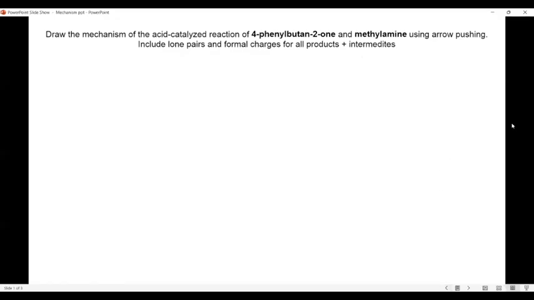Okay, so this question, again taken from a midterm in the mid or late 2010s, is just a mechanistic question. The question verbatim is: draw the mechanism of the acid catalyzed reaction of 4-phenylbutan-2-one and methylamine using arrow pushing. Include lone pairs and formal charges for all products and intermediates. I misspelled intermediates there, but anyway.